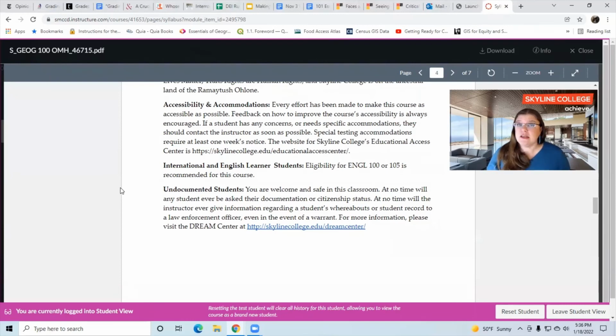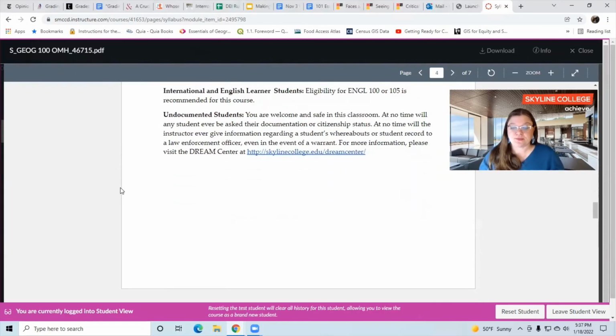If you are undocumented or any of your loved ones are undocumented, again, this is a safe space. You will never be asked for any documentation. Actually, that's illegal. Your teachers cannot ask you for that. But we also have a great Dream Center on campus. So if you need help navigating immigration law, we do have immigration law clinics that help with that, or navigating paperwork. Definitely contact them to set up some appointments.